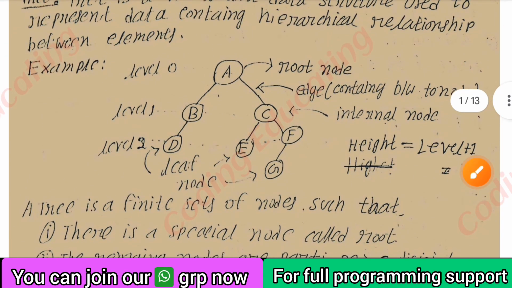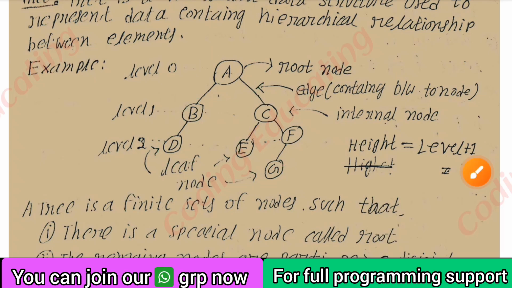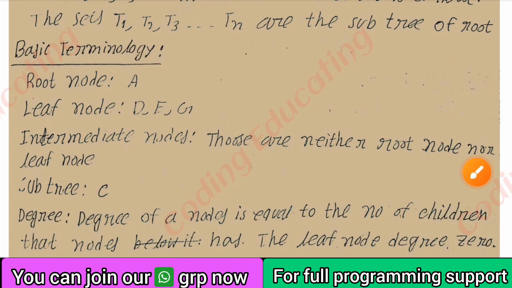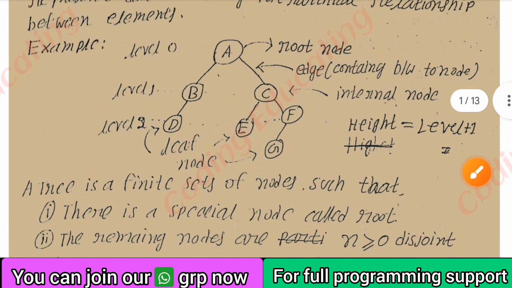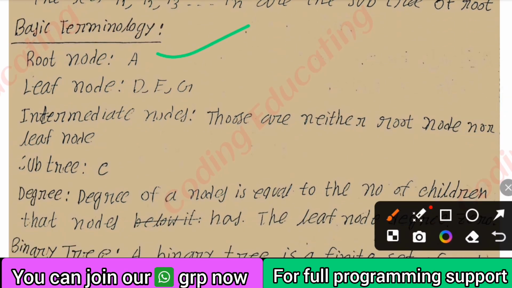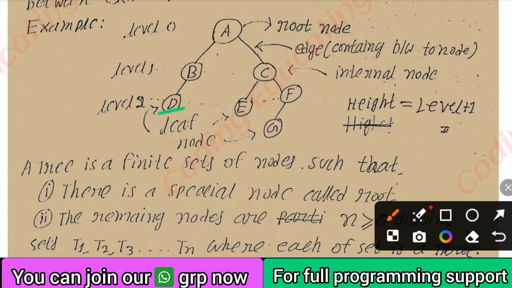Let this be the T1 tree, and this is T2, T3. This is also a tree, am I right? This is also a tree. So this is called a subtree, and this is called the main root tree. So, basic terminology from this example: root node is A, that's why we wrote here root node is A, and leaf nodes are D, E and Z.